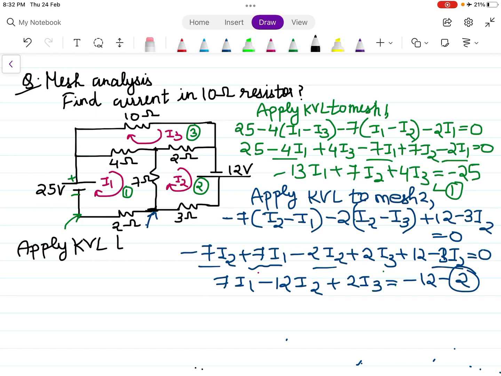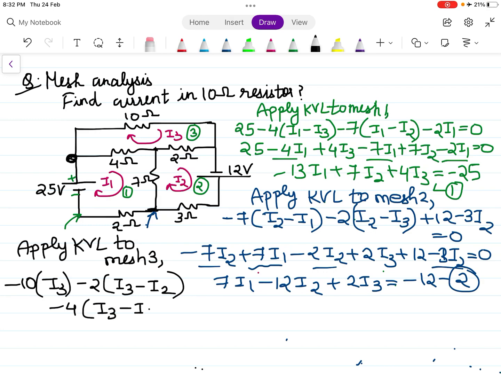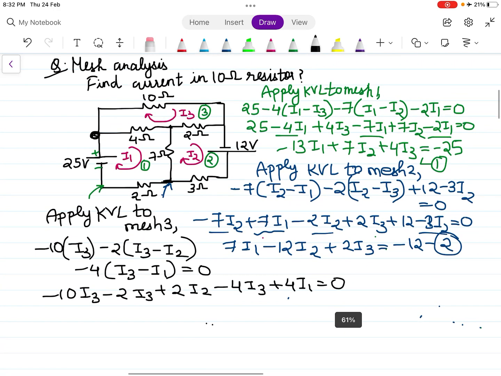Apply KVL to mesh 3. When I apply KVL to mesh 3, starting from this end, going in the clockwise direction, I get minus 10 I3, minus 2 (I3 minus I2), minus 4 (I3 minus I1) equal to 0. Minus 10 I3 minus 2 I3 plus 2 I2 minus 4 I3 plus 4 I1 equal to 0.